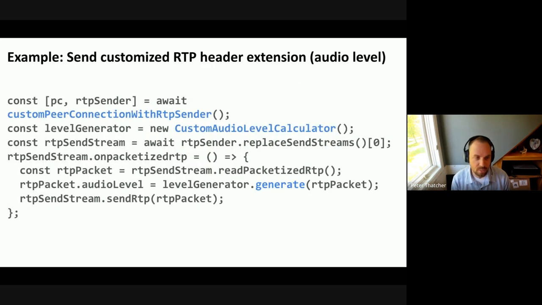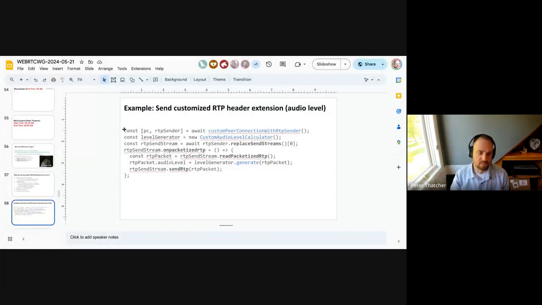So onto the examples. Sorry, this got a little jumbled in the copy and paste, but basically you can send a customized header extension in the sense that you can change the value, for example, with an audio level, by capturing the packet before it gets sent, altering it, and then sending it. No, it's okay. Just keep going. We gotta go fast.